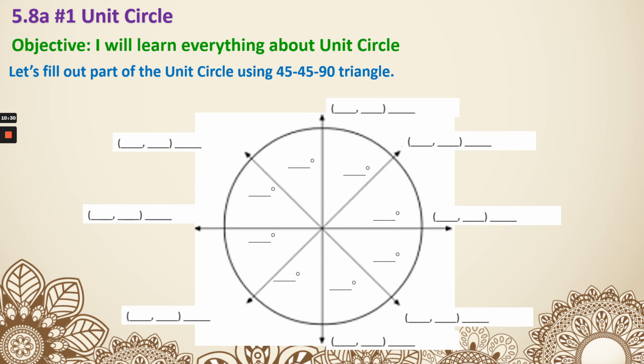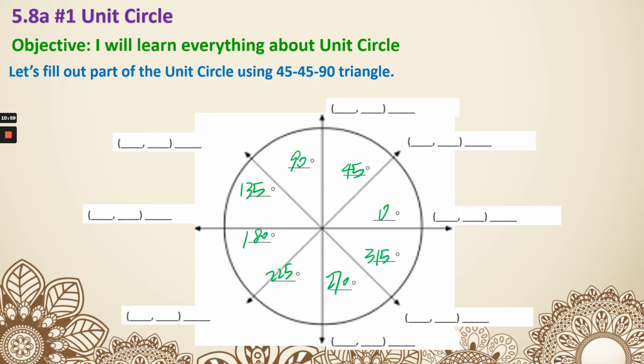Now let's really get into the unit circle and fill out the unit circle that's related to the 45, 45, 90 triangle. Let's start with the angles. That's 0 degrees, at 45, 45, at a 45, that's 90, at a 45, 135, at a 45, 180, at a 45, 225, at a 45, 270, and at another 45, that's going to be 315.